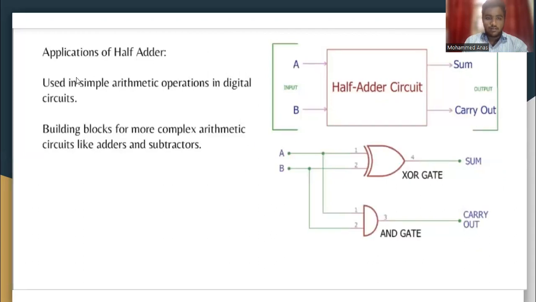Applications of half adder: used in simple arithmetic operations in digital circuits, building blocks for more complex arithmetic circuits like adder and subtractor. A and B are inputs in the half adder circuit, and S and C out, C meaning carry out, will be the outputs. This is the logic gate diagram of the half adder circuit.